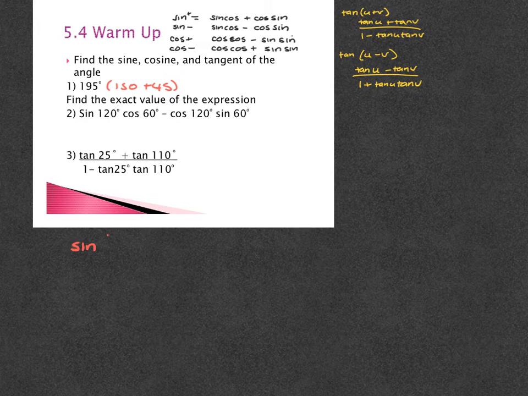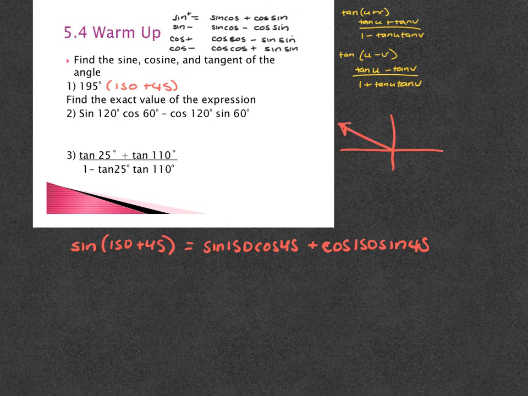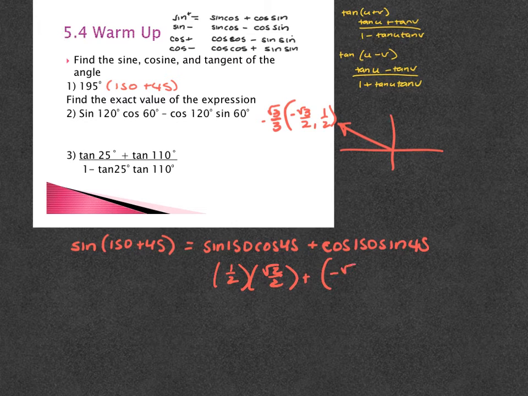So the sine of 150 plus 45 would be sine of 150, cosine of 45 plus cosine of 150, sine of 45. My 150 is the last thing I hit before the x-axis, which is negative root 3 over 2 and 1/2, and then my tangent is negative root 3 over 3. So sine of 150 is 1/2, cosine at 45 is root 2 over 2, cosine at 150 is negative root 3 over 2, sine at 45 is root 2 over 2. And I get root 2 minus root 6 over 4.